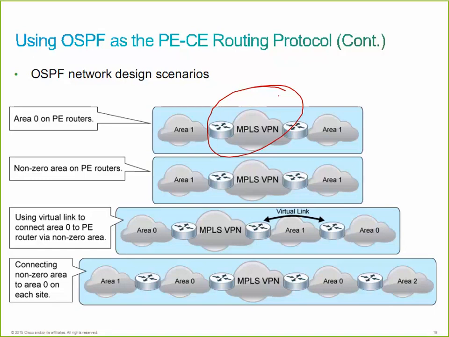In the third diagram here, we have area 0 on the left and area 0 on the right, but it is discontiguous. So we have to set up a virtual link on the PE router and the CE router so that we can attach that discontiguous area 0 to the MPLS backbone. And then we can also extend area 0 across the MPLS VPN using that non-zero area to area 0 on each side of the PE routers.